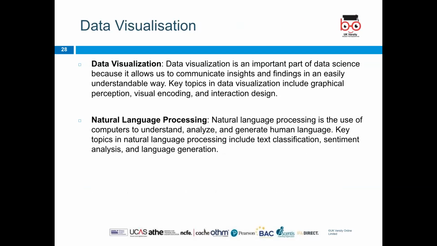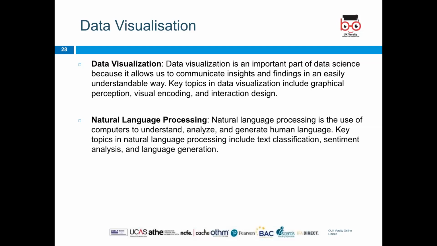We also have data visualization. Data visualization is an important part of data science because it allows us to communicate insights and findings in an easily understandable way. Key topics in data visualization include graphical perception, visual encoding, and interaction design. Data visualization makes a layman understand what we've done, what our topic is about, or what our finding is about, so that obviously we can present it to the key stakeholders.